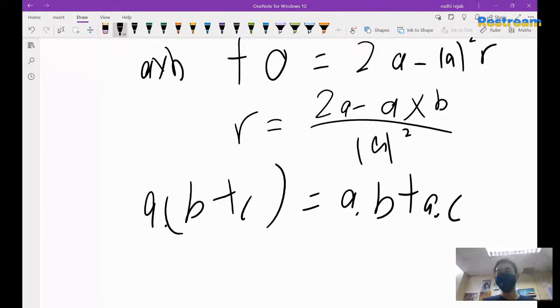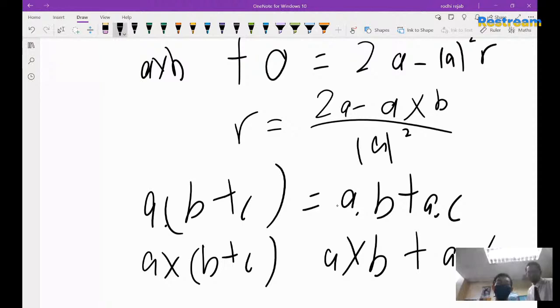Wait, third. Yeah. A dot B plus C is A dot B plus A dot C. Is this correct? Yeah, that's correct. So this is the same as this, actually. It's just that we change dot into cross. Yeah, like an expansion.